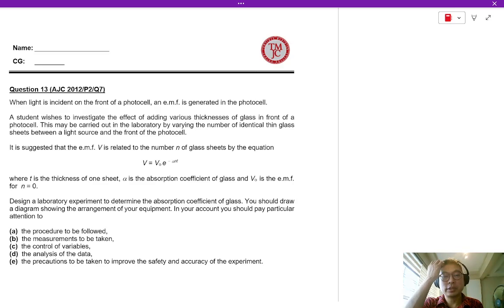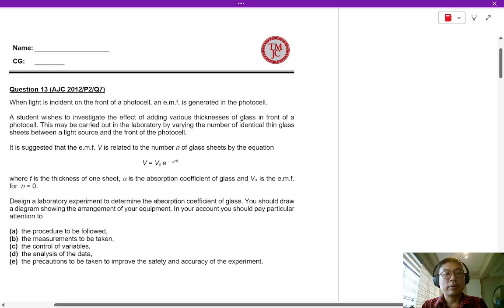I've given out this worksheet quite some time ago, so I hope you guys have attempted it. Most of you, I've already marked the worksheet and given back to you. However, there are some classes where I did not collect this worksheet from you. So let's take a look at question 13.